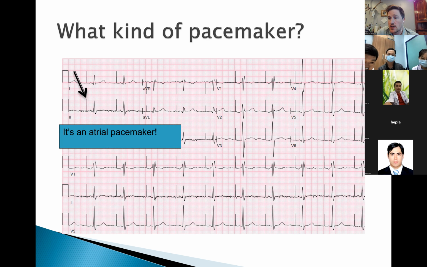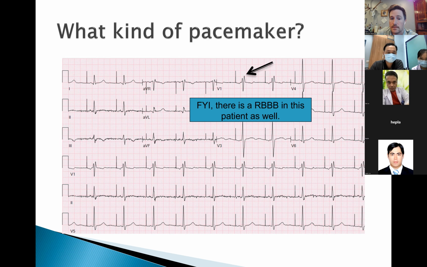Does that make sense? From the prior one, we saw two pacer spikes, and there was one before the P wave and one in the ventricle. So it's a dual sequential pacemaker, whereas this is just the atrium. So we're stimulating the atrium, we get a P wave, and that P wave is conducted through the AV node. So we don't have any issues with the AV node in this patient, their native AV node. Just so you know, there is a right bundle branch in this patient with that pattern.